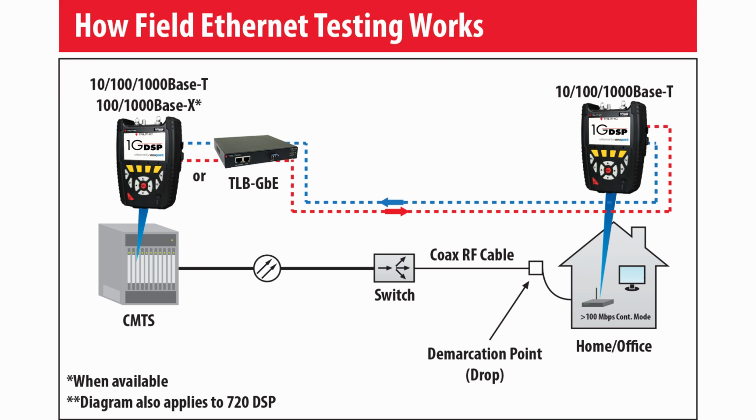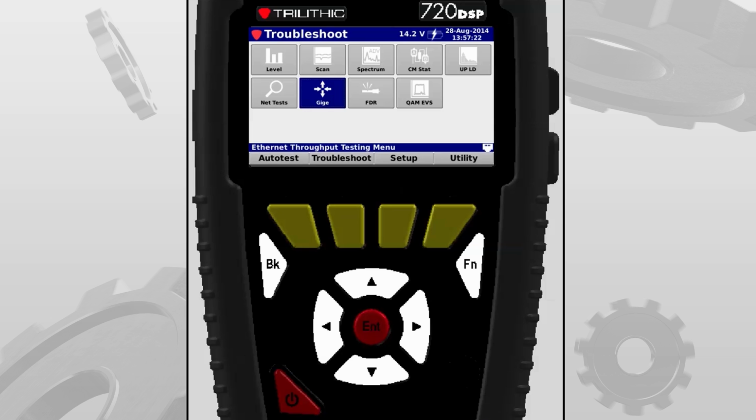In this video, we're going to discuss how to set up a throughput test for high-speed internet customers. These tests would be performed while you're on a job. So with your 720 or 1G meter, you'll again navigate to the GbE icon.